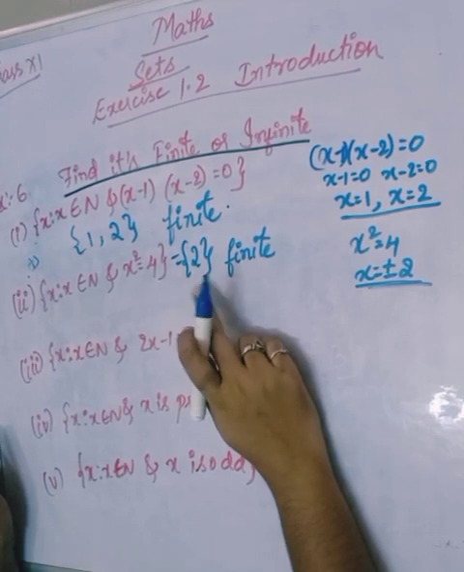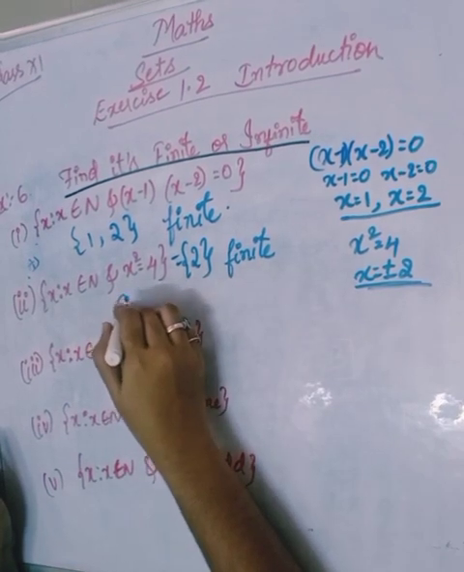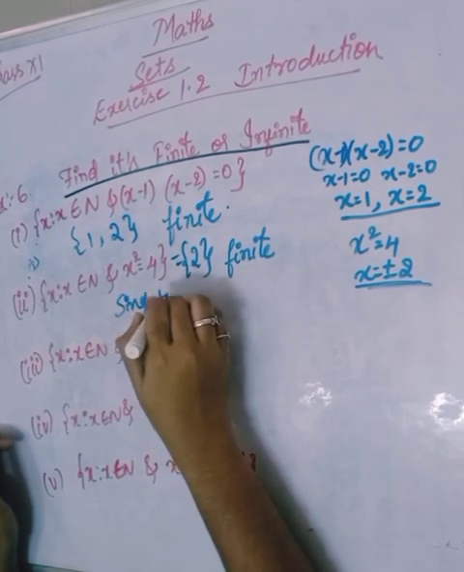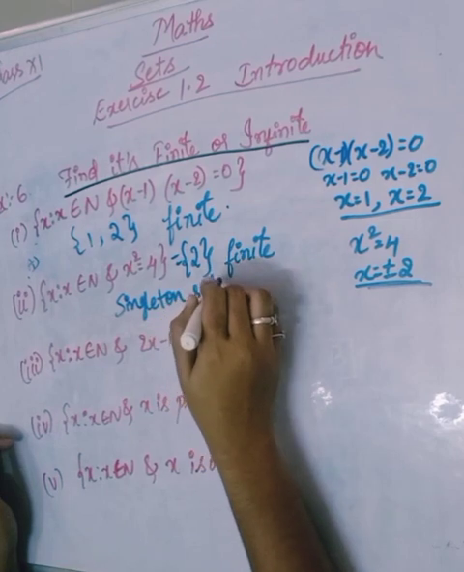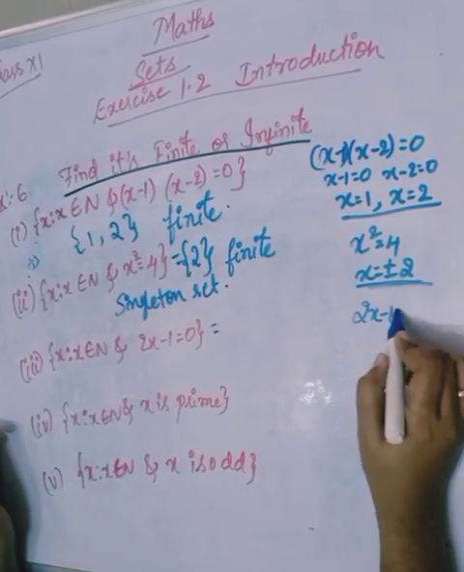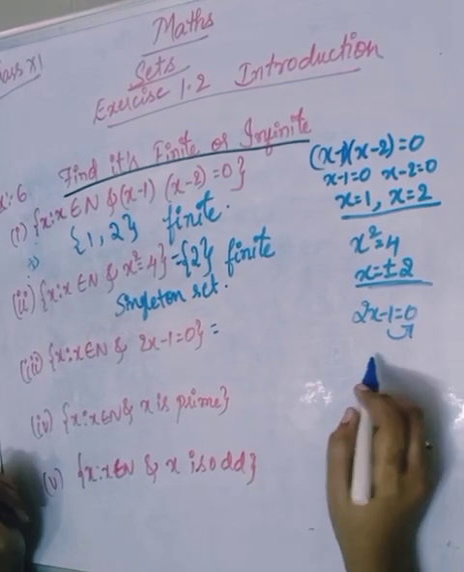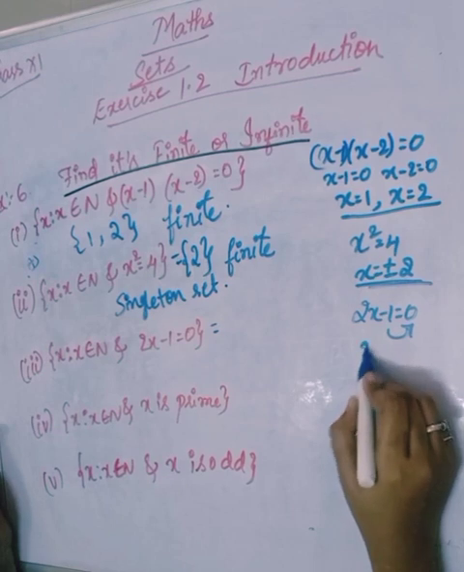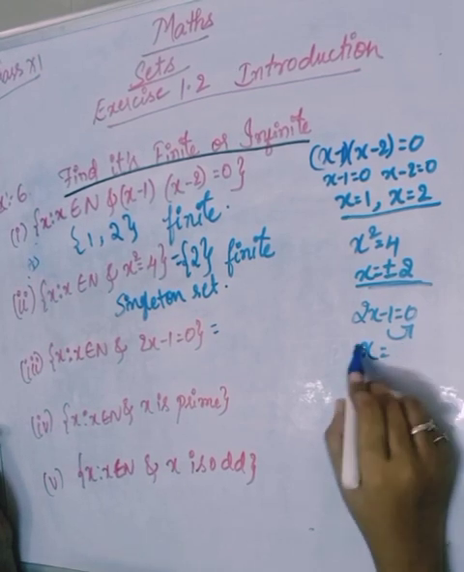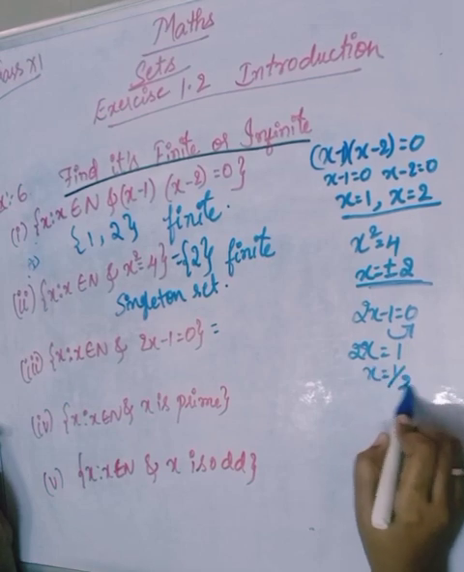Is it right? Singleton set, because we are getting only 2. Therefore we can say this is a singleton set also. Next one we have 2x minus 1 is equal to 0. So if we take 1 to that side, what will we get? 2x is equal to 1. So x is equal to 1 by 2.